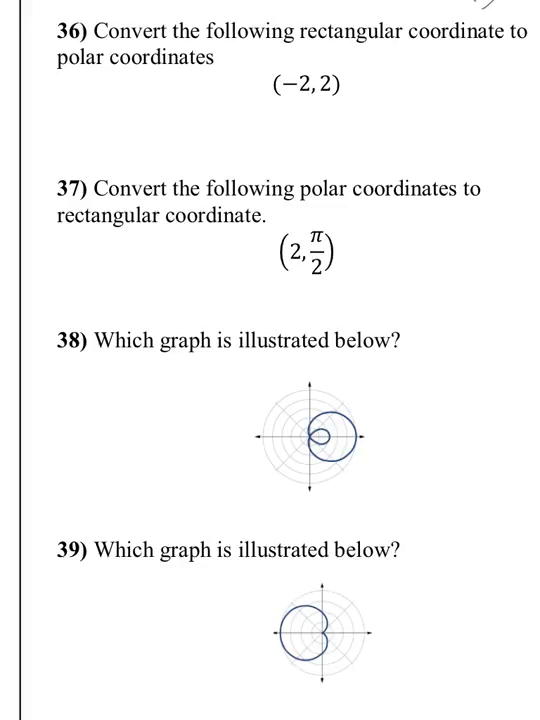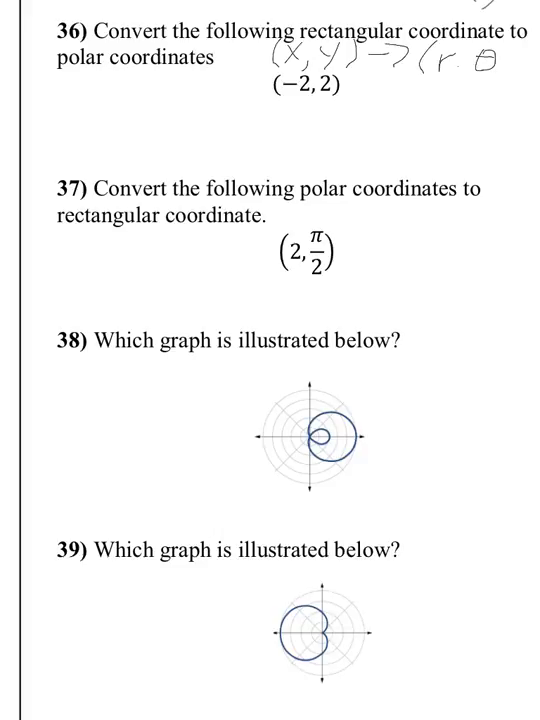Okay, on the next problem, we are converting the following rectangular coordinate to polar coordinates. So we have an x, y value right now. This is a Cartesian value, x, y. It's a rectangular coordinate. And we want to convert that to something that is r comma theta.